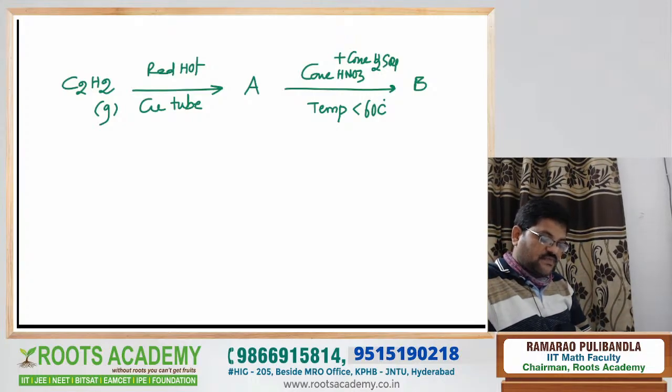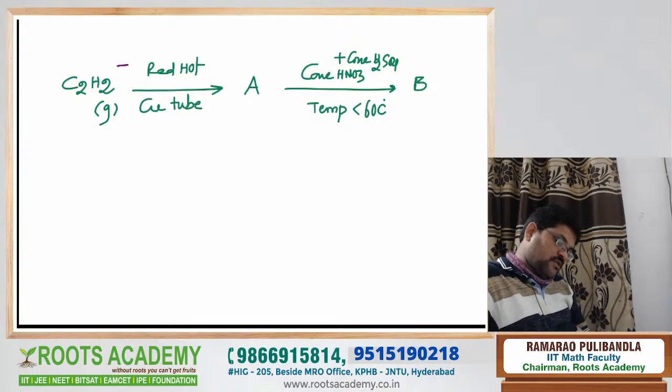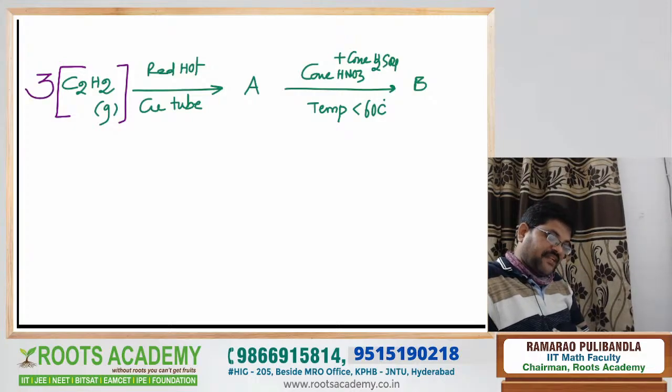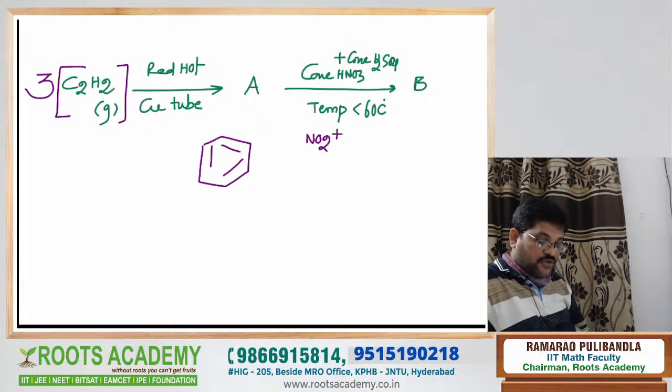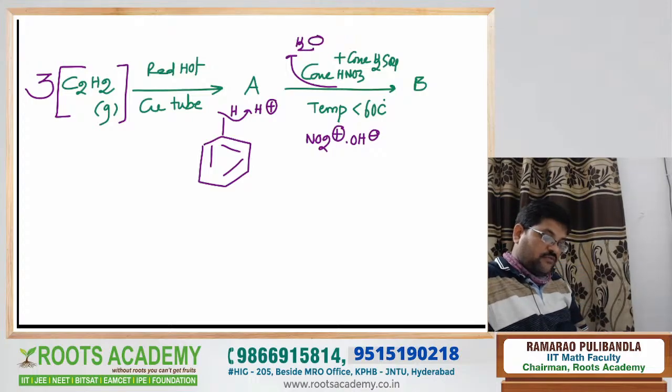Simple explanation. 3 moles of acetylene gas passing through a red hot iron tube, and you get benzene. Understood? Now this benzene is heated with nitration mixture. What is nitration mixture? On heating, temperature below 60, you get NO2 plus and OH minus. Now in the benzene, one of the hydrogens is removed as H plus. Now this H plus combines with OH minus, with loss of H2O.